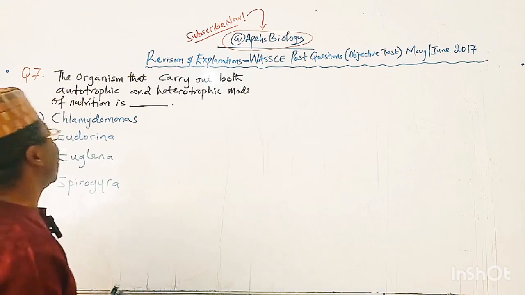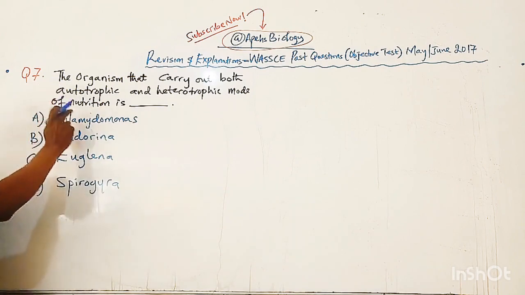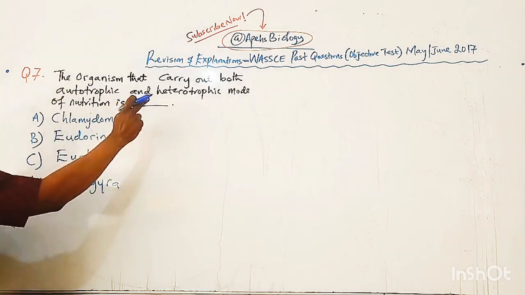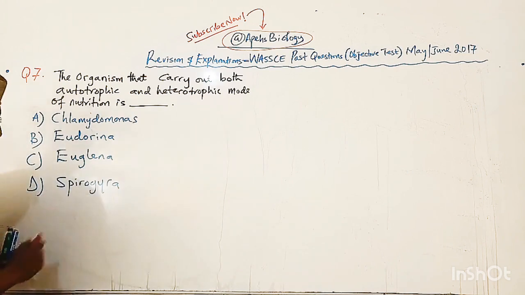And our question for today is question number 7. Question number 7 reads: the organism that carries out both autotrophic and heterotrophic mode of nutrition is A. Chlamydomonas, B. Eudorina, C. Euglena, and D. Spirogyra. Definitely, as we said, understanding the question is key to being able to answer these questions.